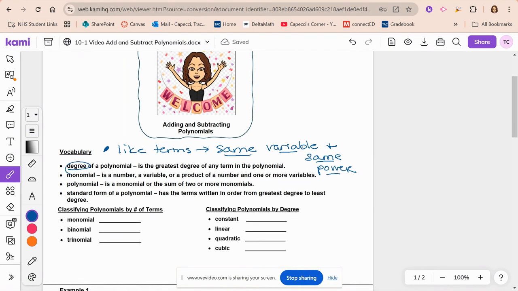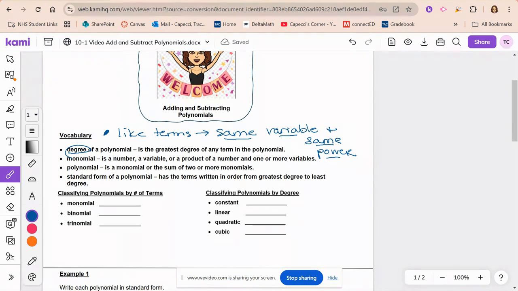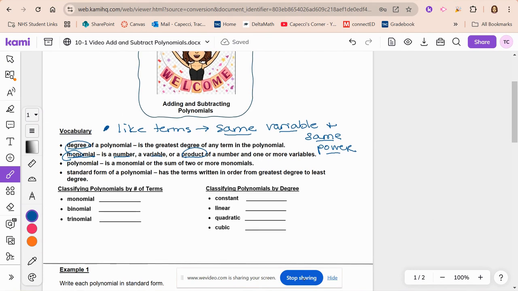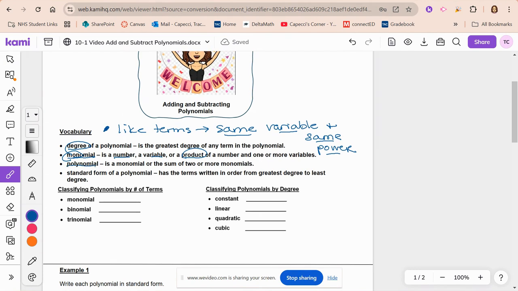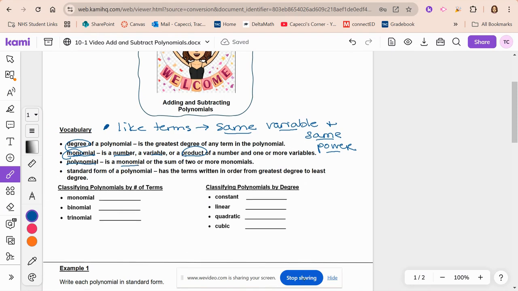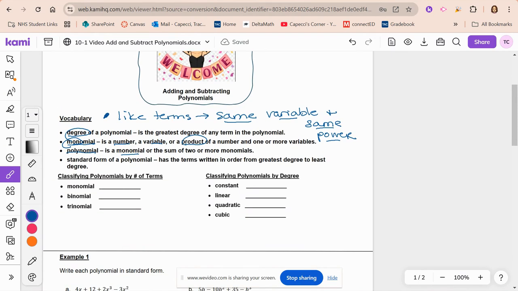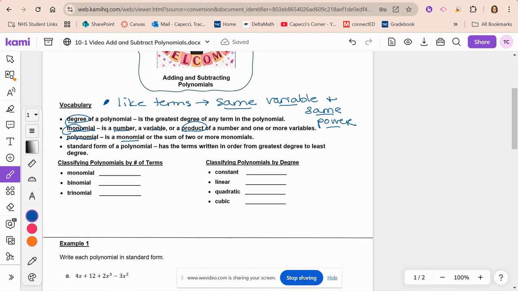The degree of a polynomial is the greatest degree or greatest power of any term in the polynomial, so the highest exponent. A monomial, mono means one, so it's a number, a variable, or products of a number and one or more variables. So one term, basically. A polynomial, that's the big umbrella term, where it's a monomial or sum of two or more. We could have a binomial or a trinomial, which we'll talk about.